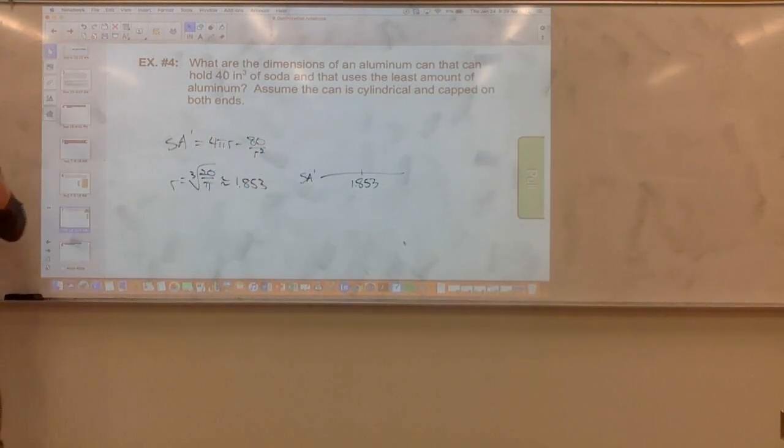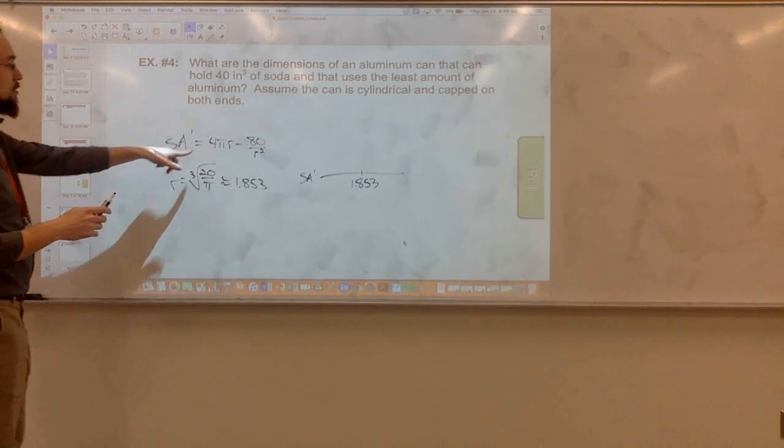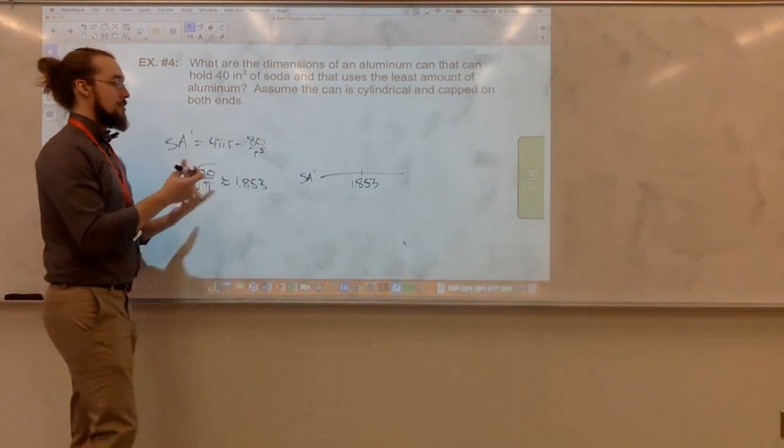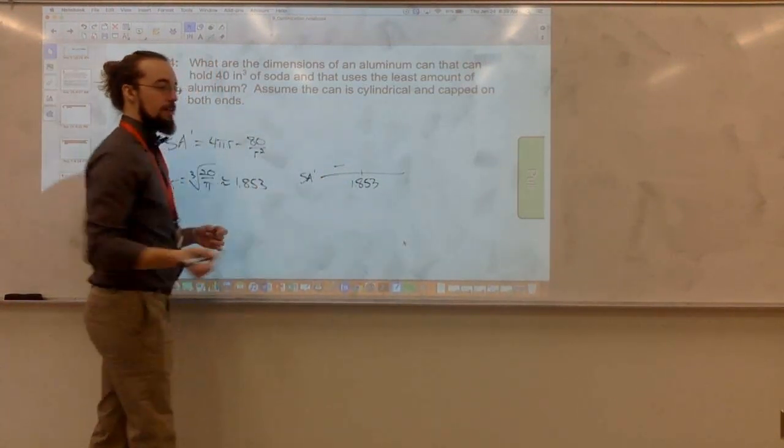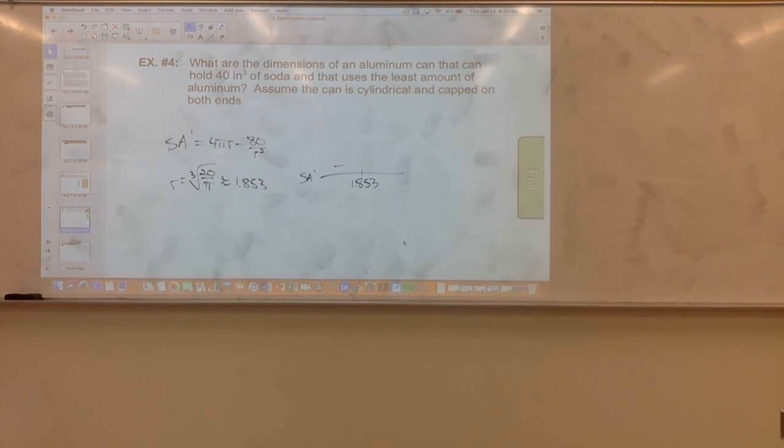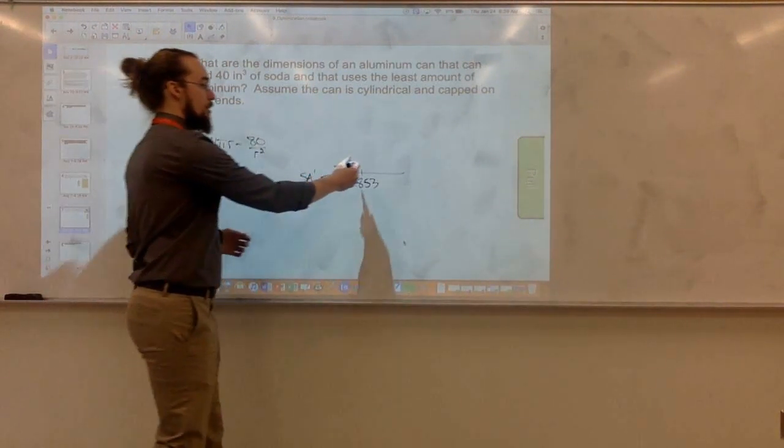Thank you. So if I plug in a value less than 1.853, say 1, 4 pi minus 80 is negative. If I plug in a value greater than that, it's going to be positive. So, do we have a min or a max?